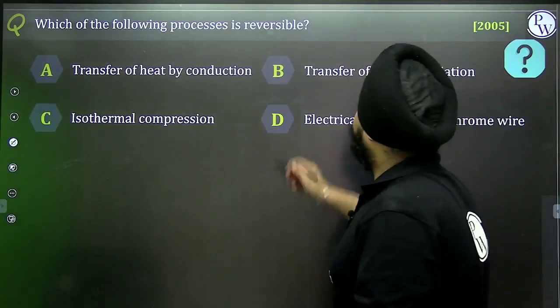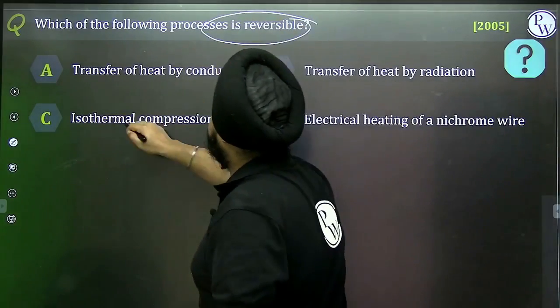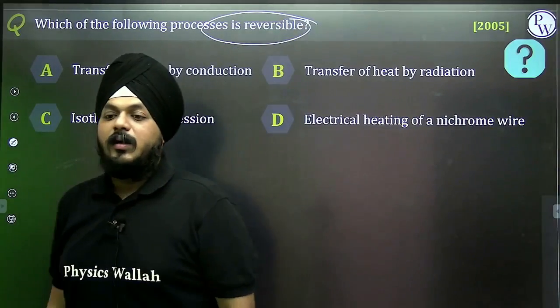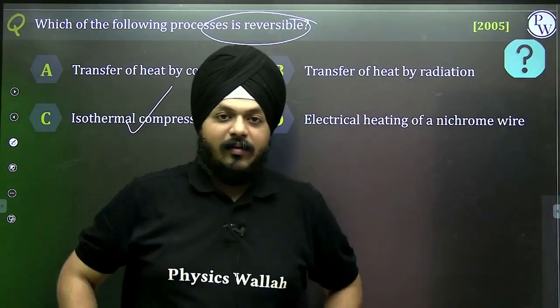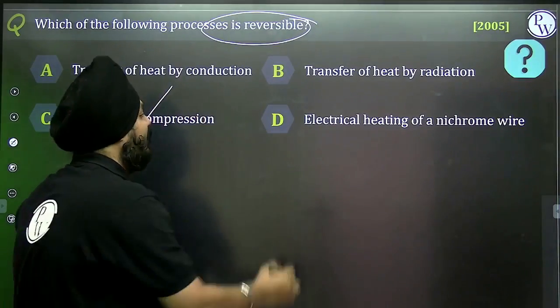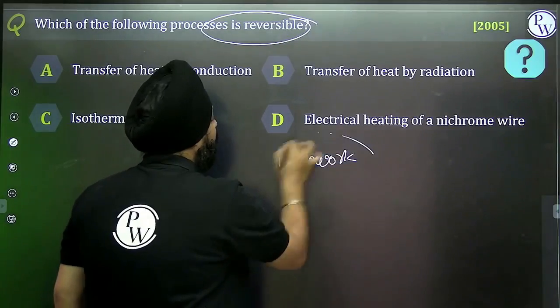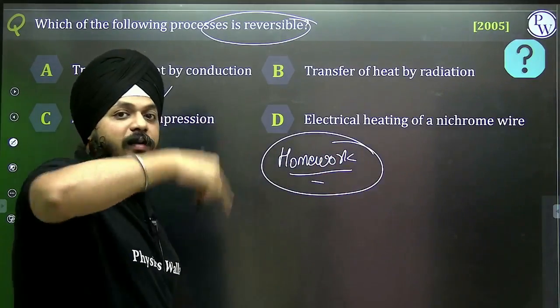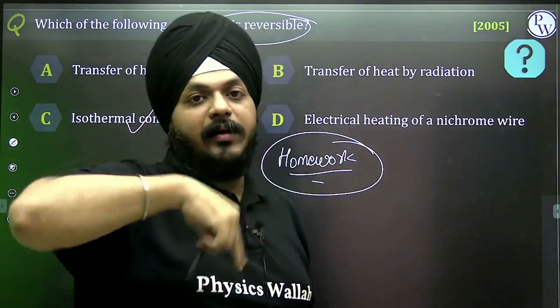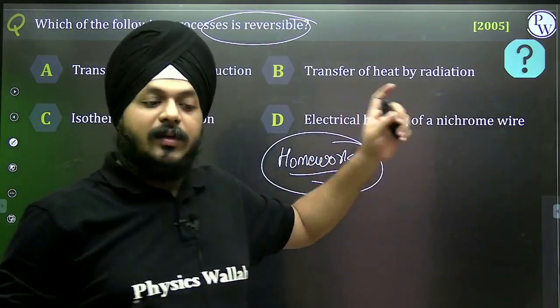Which of the following processes is reversible? Obviously it is an isothermal compression, right? Why is it reversible? Kindly answer this. Why is this reversible? Beneath the comments of the video, I need answers to all of this.